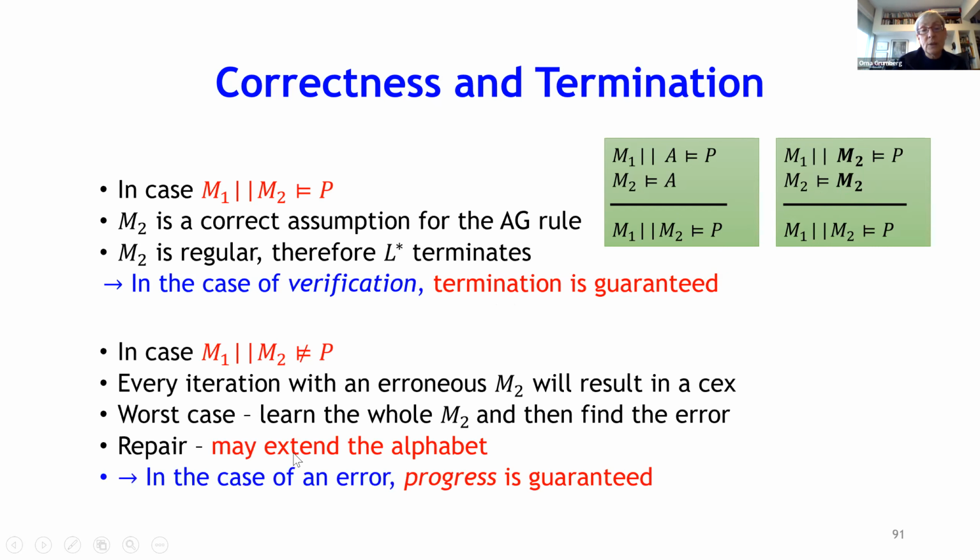On the other hand, if M1 composed with M2 does not satisfy P, then we cannot guarantee termination because at every iteration we add more and more alphabet. In this setting, we may not terminate, but we have progress at each iteration in the sense that we get rid of more and more counterexamples. In our experimental results, we had one case in which there were infinitely many counterexamples, and it turns out that the repair eliminated them one by one, and therefore we couldn't actually stop.